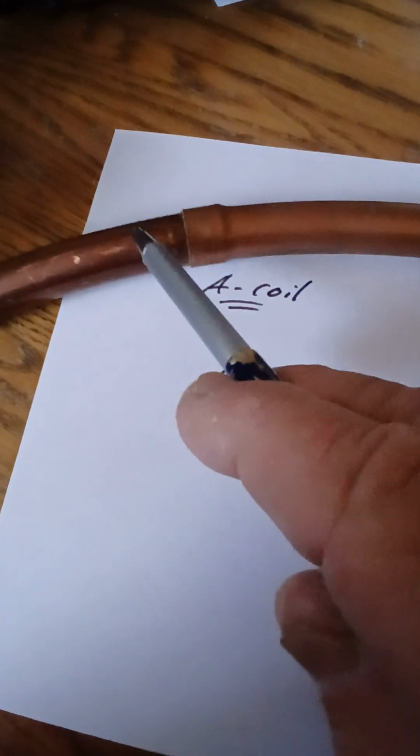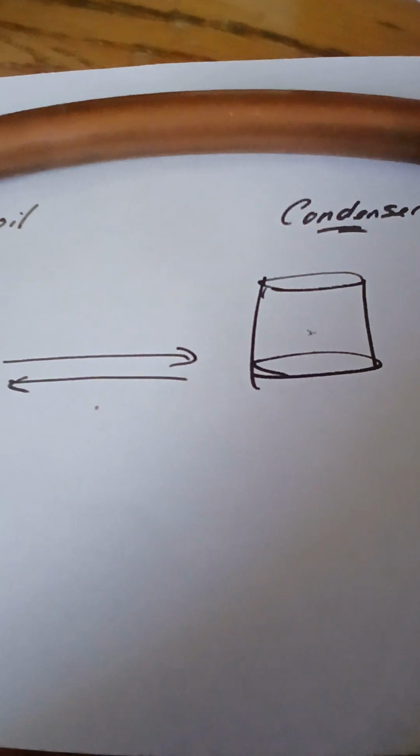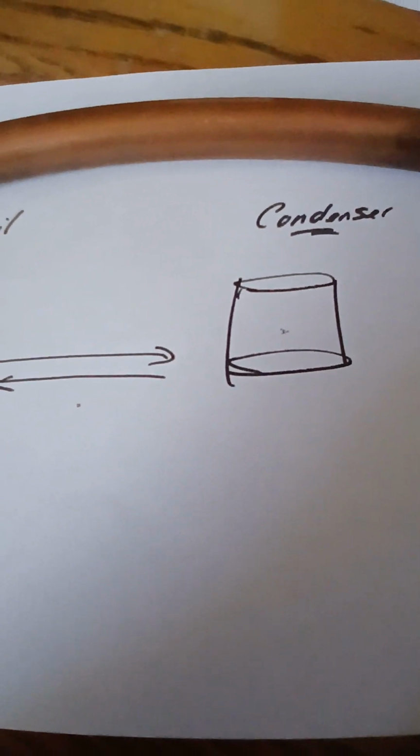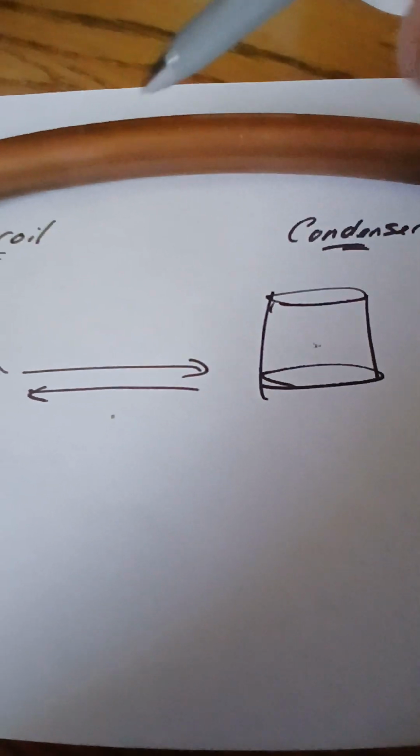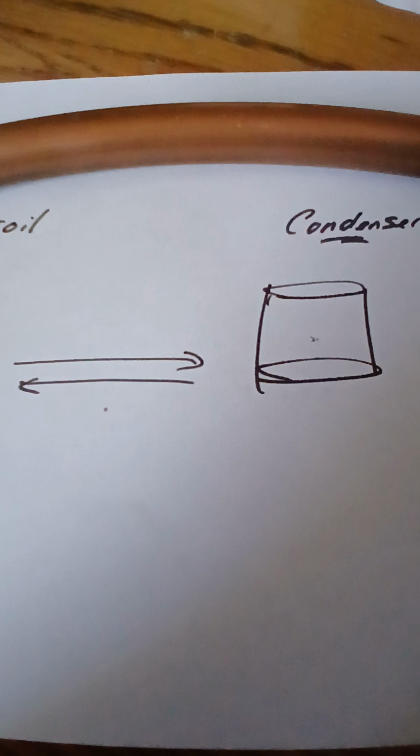But in this suction line, this low pressure line, this big line, liquid refrigerant does not need to be traveling through this and into the compressor. So no liquid refrigerant into the compressor.